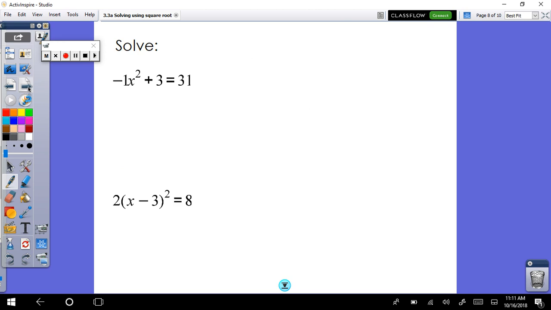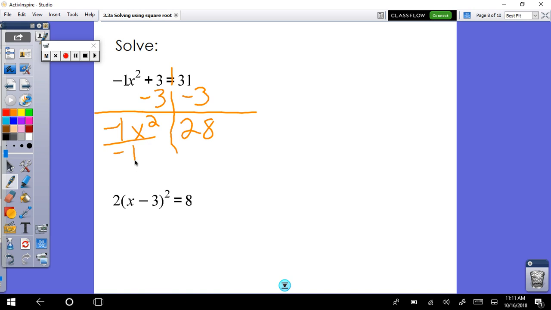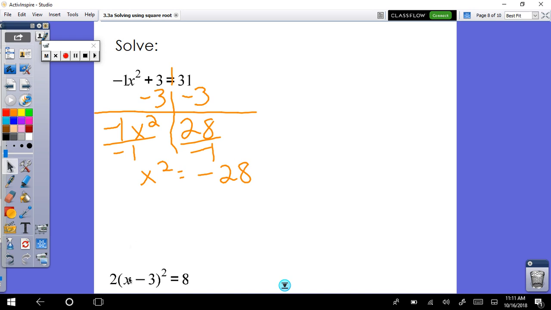Okay, just a couple more examples. Here, I want to isolate x squared, so I'm going to start by subtracting 3 on both sides. Get negative 1x squared equals 28. Divided by -1, I get x squared equals -28. And then I'm going to square root both sides to get x by itself.